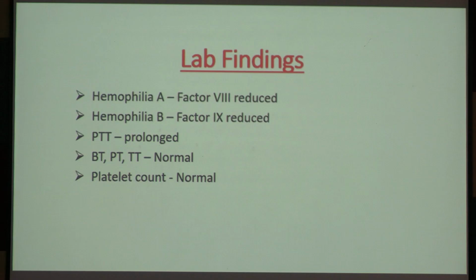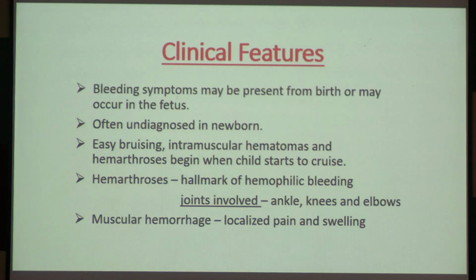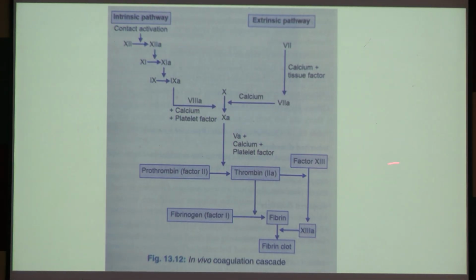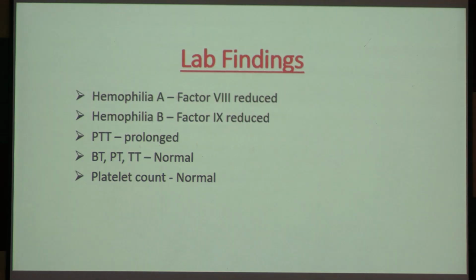But BT, bleeding time, prothrombin time, thrombin time will be normal. It is a coagulation disorder, not a bleeding disorder. Bleeding time will be normal, and for prothrombin time, here the intrinsic pathway is involved, the extrinsic pathway is not involved. So, only factor 7 is involved in or activated in the extrinsic pathway. So, prothrombin time will be normal and platelet count is normal.